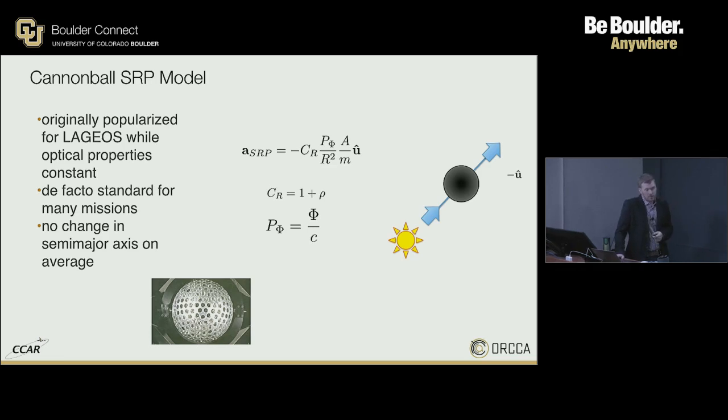Notation, oh, sorry. So phi is flux. It's like 1357 watts per meter squared or something like that. I'll include what value to use in any homeworks that we do. And then c is the speed of light.